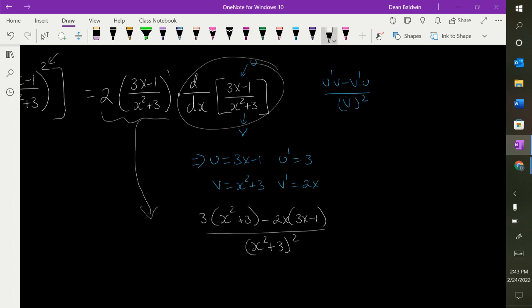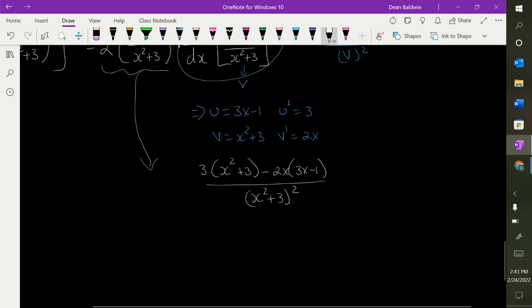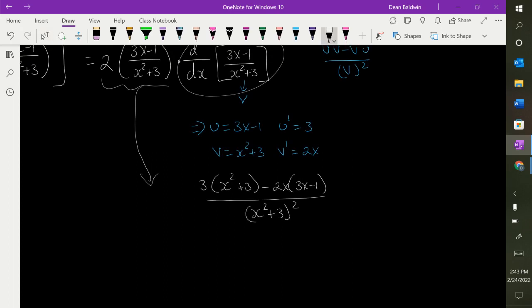So that's the derivative of this bit, but you have to remember this has to follow it down because that's part of the question. So in front of it, I write 2, 3x minus 1, over x squared plus 3. There we go. All right, calculus is over.